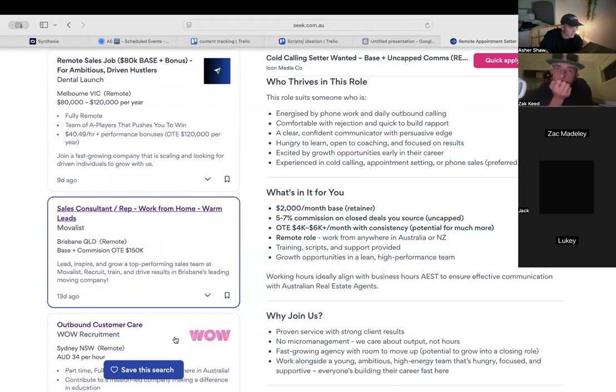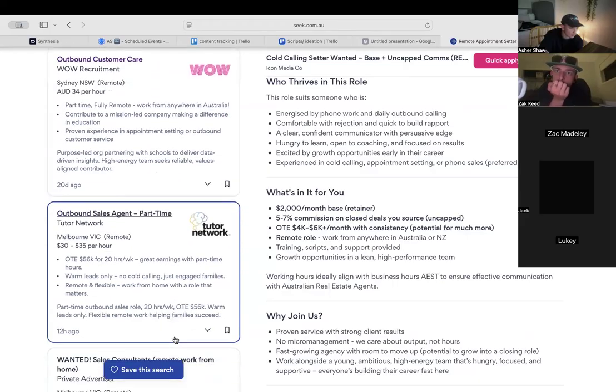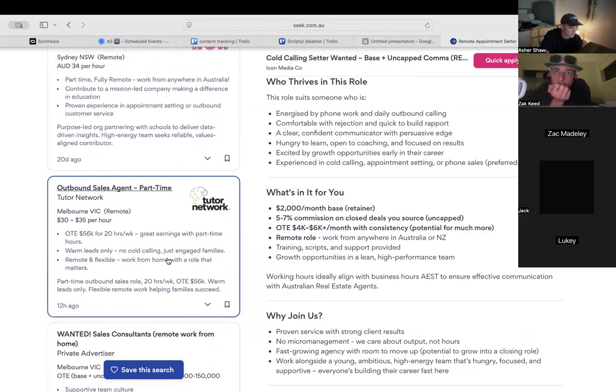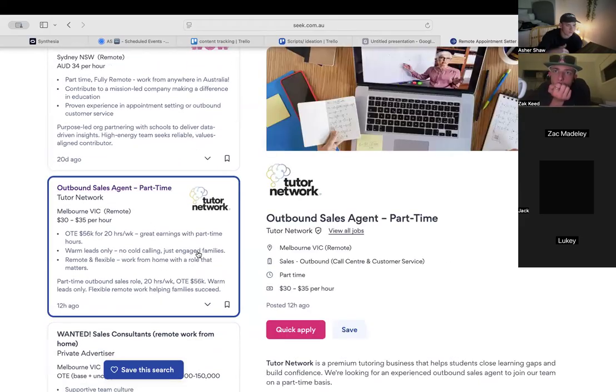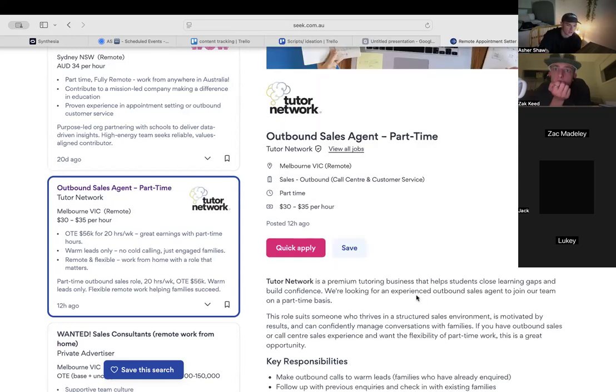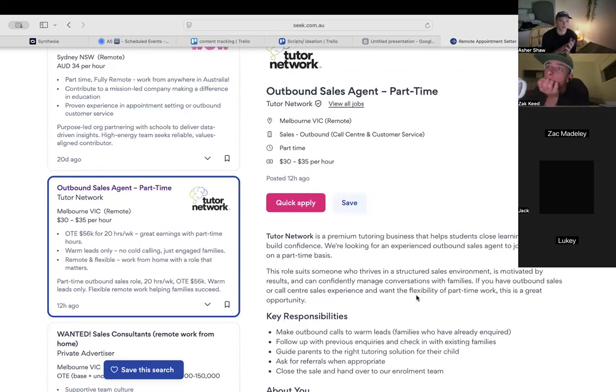Now, the ones that you really want to be looking for are ones with potential growth, because you can't just cap out being an appointment setter. You always want to be moving to appointment setter, maybe appointment setter manager, then closer, and so on, then closer trainer or closer manager or systems or whatever. You always want to be progressing.